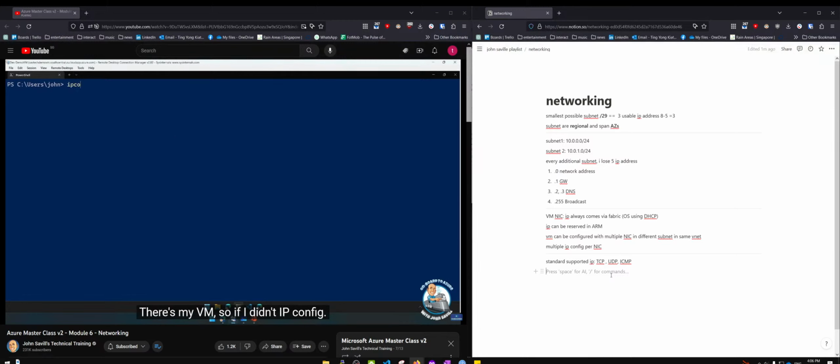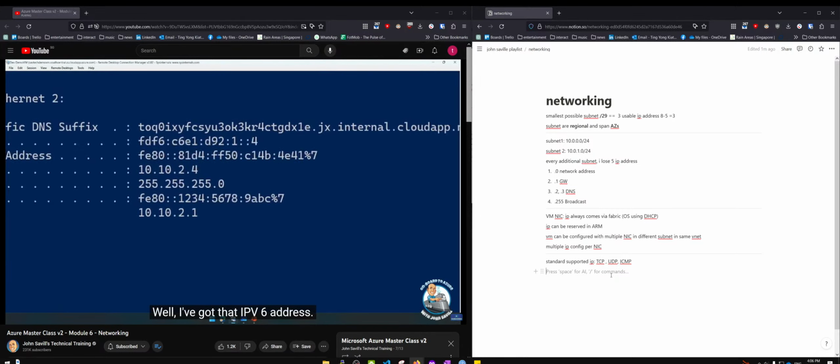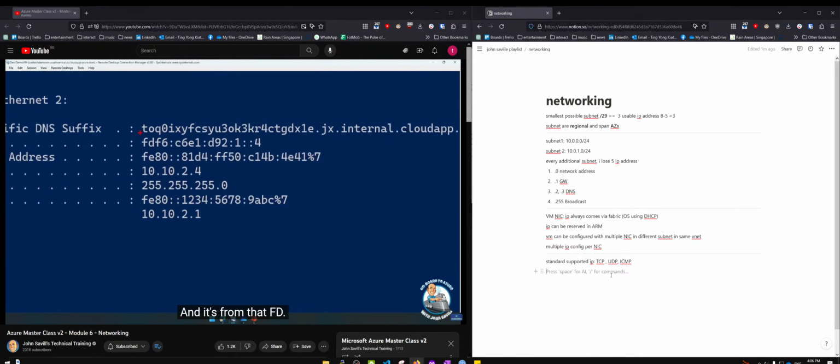So if I do an ipconfig, notice my IP addresses. I've got that IPv6 address, and it's from that FD. And notice it's the :1, which was my subnet, and its IP address is 4. So the 64 bits for the actual host address is 4. That's all it needs. It's the first usable IP. Again, I always lose 5, so the first 4 are taken: 0, 1, 2, 3.